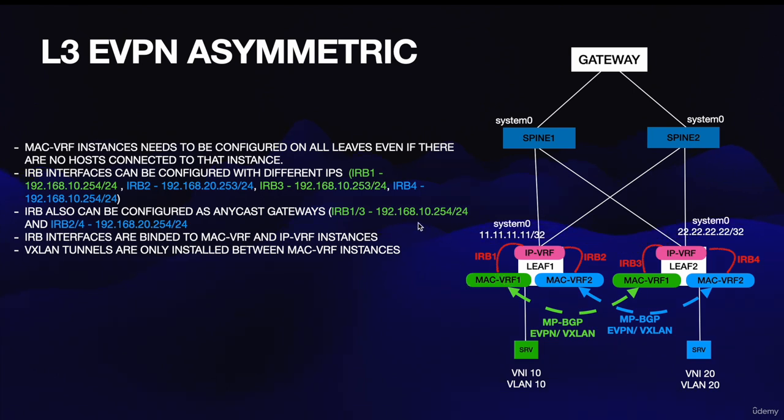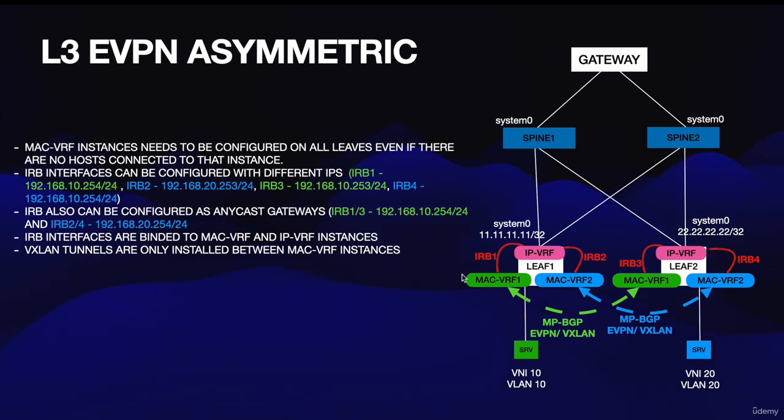So for MAC-VRF 1, we'll have 192.168.10.254 on both leaf 1 and leaf 2. And for MAC-VRF 2, we'll have 192.168.20.254 on both MAC-VRF 2 on leaf 1 and MAC-VRF 2 on leaf 2. IRB interfaces are bound to a common IP-VRF instance, and they will also be configured in each of the MAC-VRF instances. And the same is valid for leaf 1 and leaf 2.